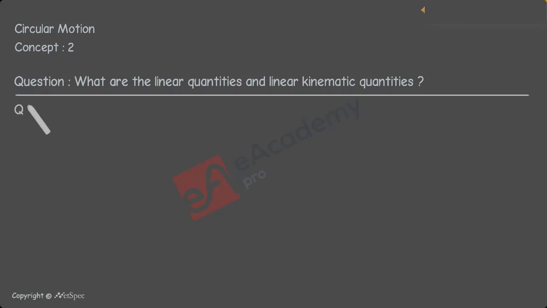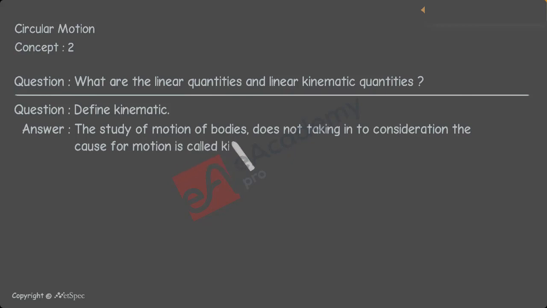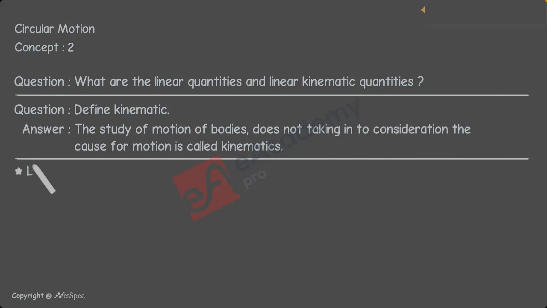First, we shall see linear kinematic motion. Define kinematics. The study of motion of bodies that does not take into consideration the cause for motion is called kinematics. Linear kinematic quantities.